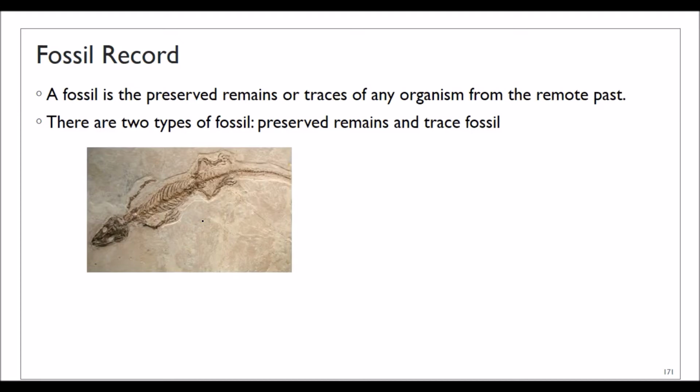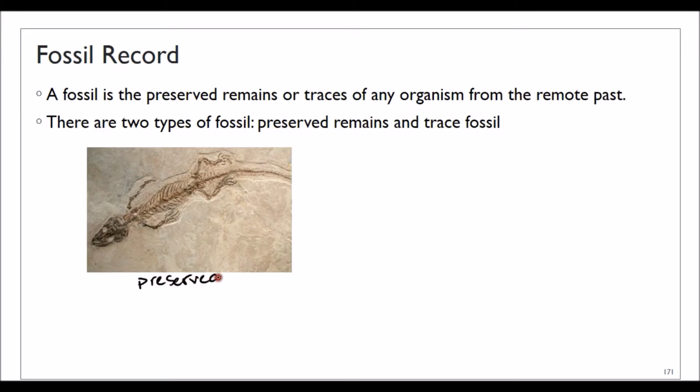So most of the time these are hard parts of the body, such as teeth and bone and shells, and they were preserved because they were buried underground under high pressure, and then you would have something like that. So most of the time you will see preserved remains as a skeleton, for example, of the organism in this case. So this is preserved fossil.